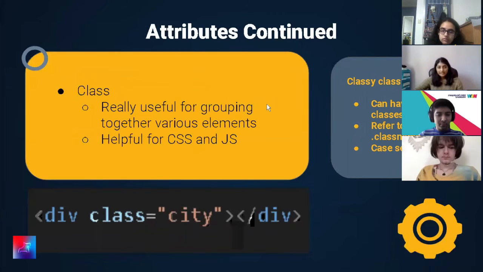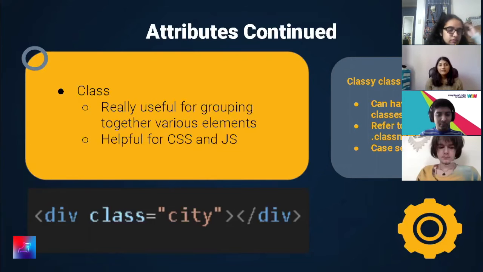Another really important attribute is the idea of class. Class is just how you group together different types of content that you think should be together. So this whole idea of class is why HTML integrates really nicely with CSS and with JavaScript.